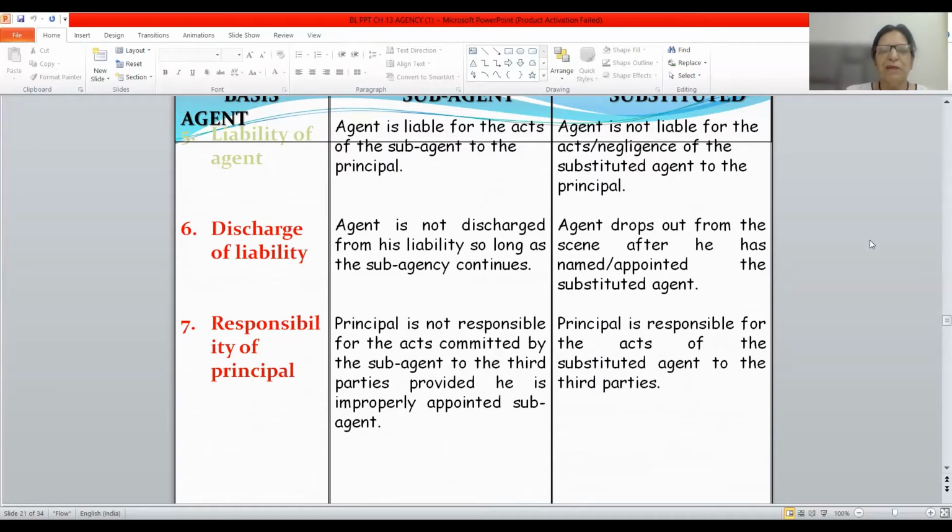Responsibility of principal. The principal is not responsible for the acts committed by the sub-agent to the third parties, provided he is an improperly appointed sub-agent. Friends, you all know that a sub-agent can be properly appointed or improperly appointed. A sub-agent is said to be properly appointed if he is appointed in one of those 6 cases which have been provided under section 190. The principal is responsible for the acts of the substituted agent to the third party.